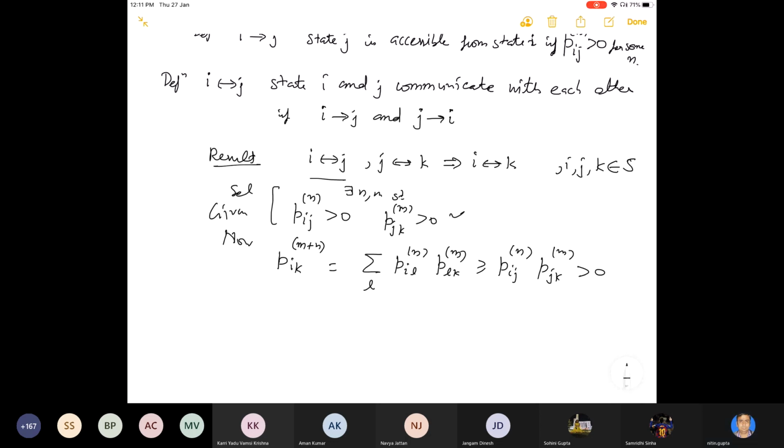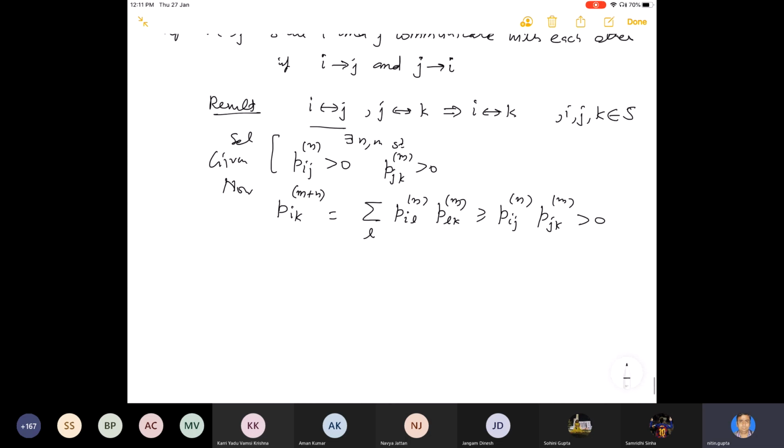So if j is accessible from i and k is accessible from j, then k is accessible from i. Similarly, for the other part you can show that i is accessible from k. So the proof will be complete in this fashion, and this is the result. Here i is this one, j is this one, so k is accessible from i, and similarly i is accessible from k. So this happens.